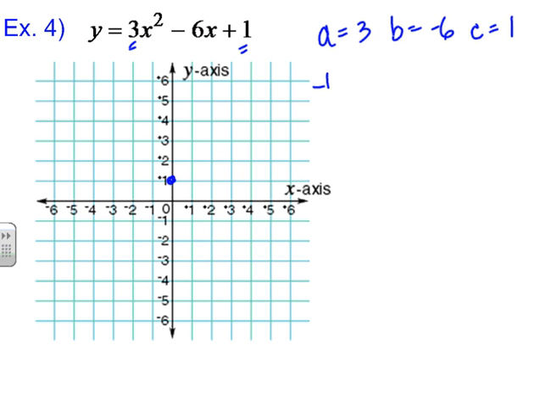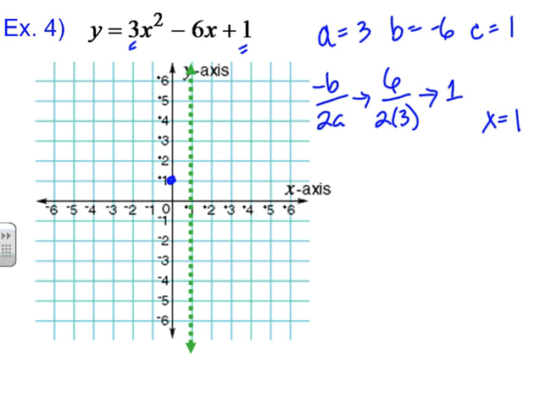So again, we're going to take the opposite of B and divide it by 2A. Well, the opposite of B happens to be 6. 2 times 3 is 6, and 6 divided by 6 is 1. So that means our axis of symmetry is at 1. So let us grab that and put that on our coordinate plane and get that square on there.